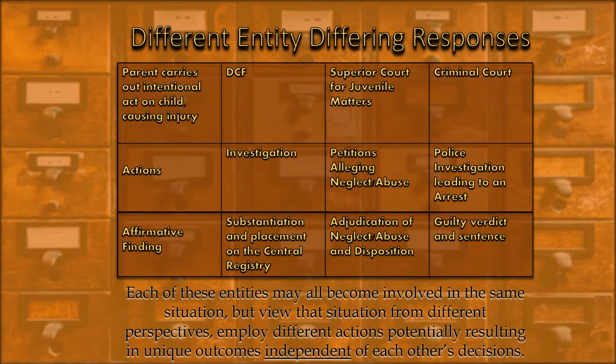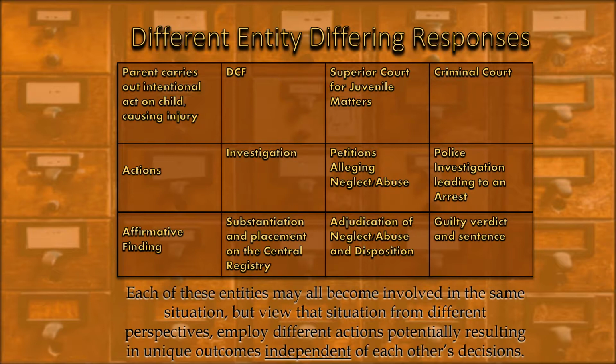There are many instances where multiple systems share the same clients. For example, DCF, juvenile court, and criminal court do not share the same function or focus. Each of the three entities operate under their own mandates, each have their own evidentiary criteria, and outcomes in one arena do not necessarily require or result in action or an outcome in another.